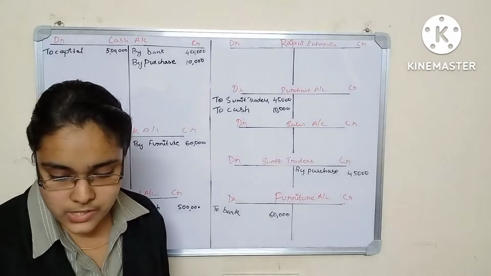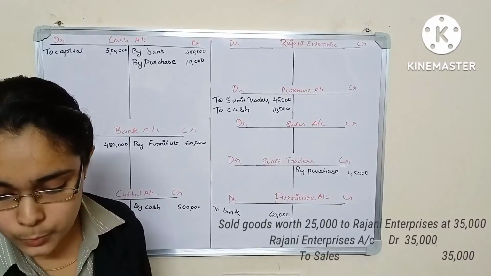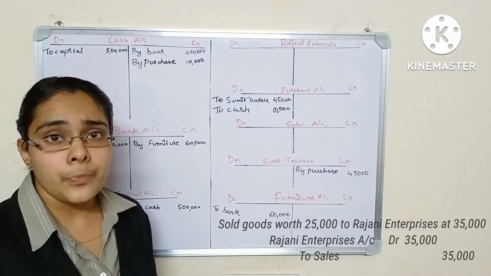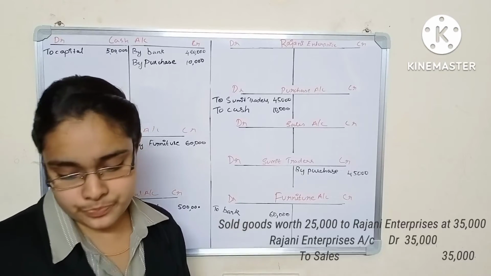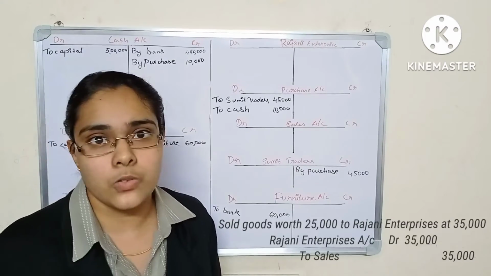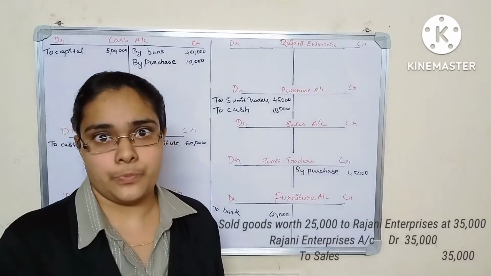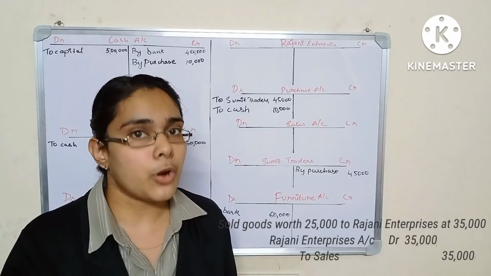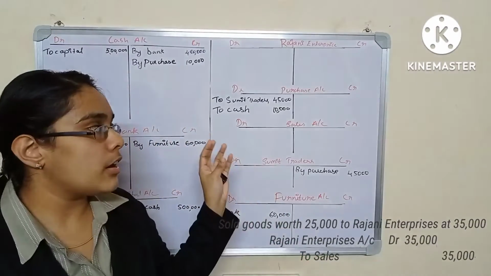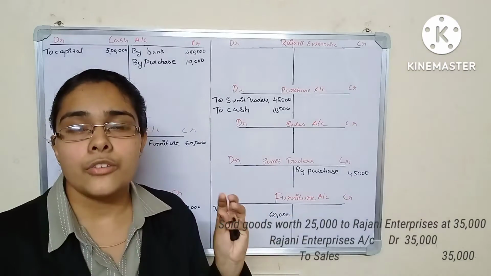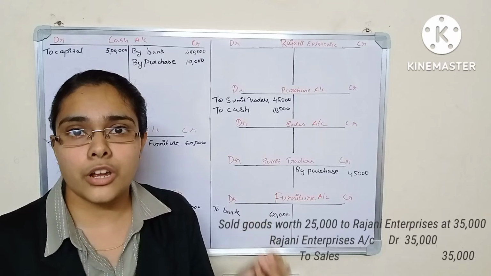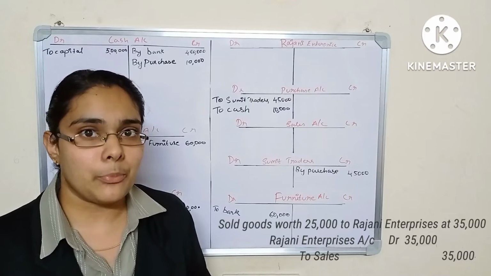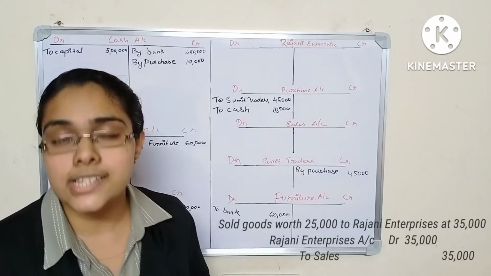Now the fifth entry. Which one is it? Sold goods worth rupees 25,000 to Rajani Enterprise for 35,000. Here you can see that two amounts are given, right? 25,000 and 35,000. 25,000 is the cost of goods. 35,000 is your selling price, which includes profit. So you record the books from the point of view of business. This transaction is sales, and sales should be recorded at selling price. So here the selling price is 35,000.